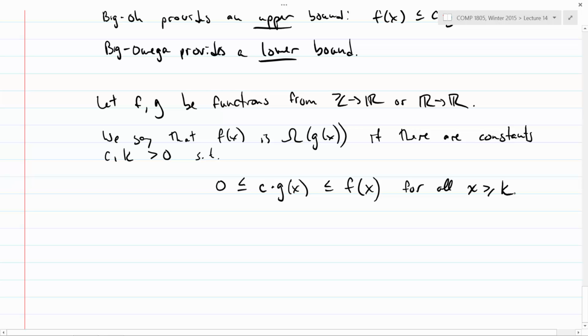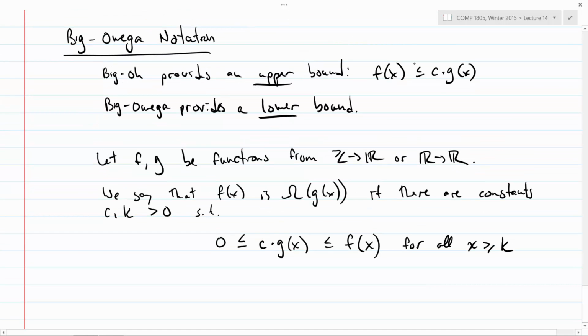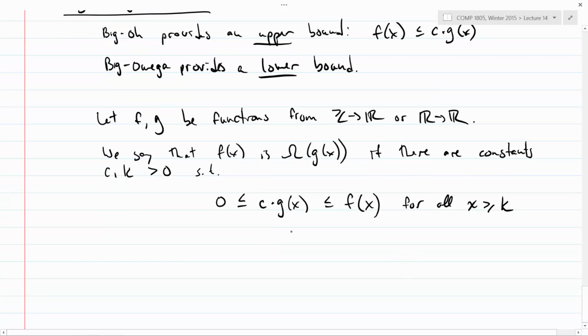So what's different about this definition? Well, the c times g of x and the f of x switched places. That's all that happened. The definition up here was f of x is less than c times g of x. Now it's c times g of x is less than or equal to f of x. So you could write this as f of x is greater than or equal to c times g of x. And now you hopefully see that you have a lower bound. C times g of x is a lower bound for f of x because it's smaller or equal.